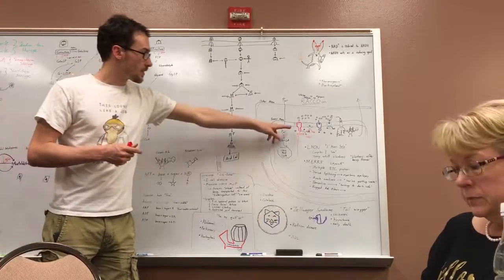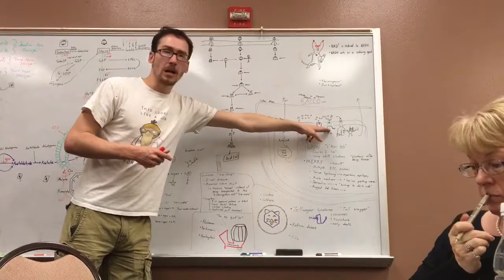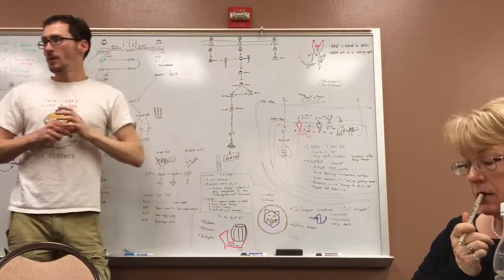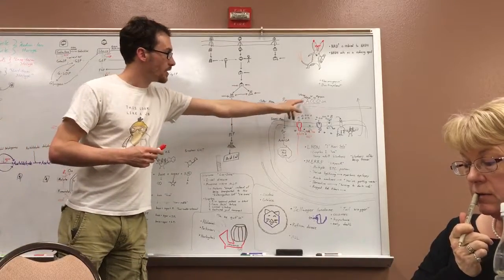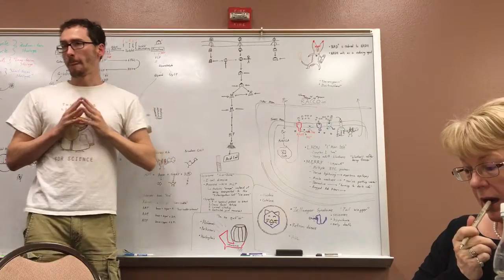Poisons that inhibit this: rotenone, antimycin, carbon monoxide, cyanide, and oligomycin. If you spell all those out in order, you get RACO for raccoon. Okay? Any questions?